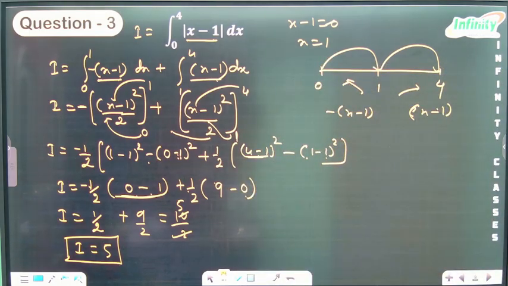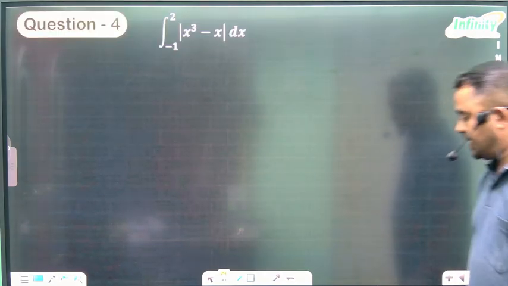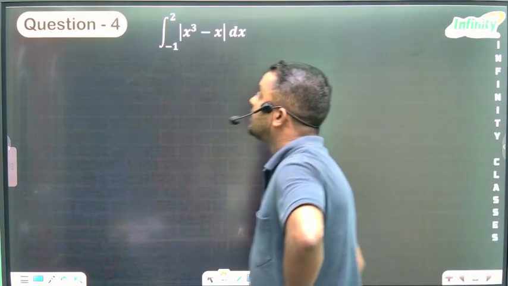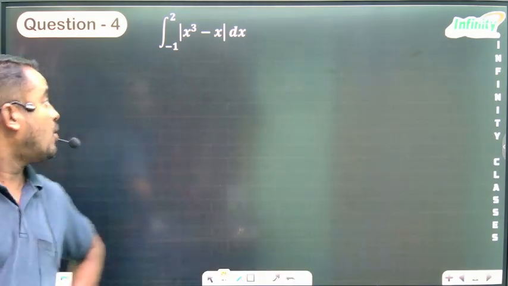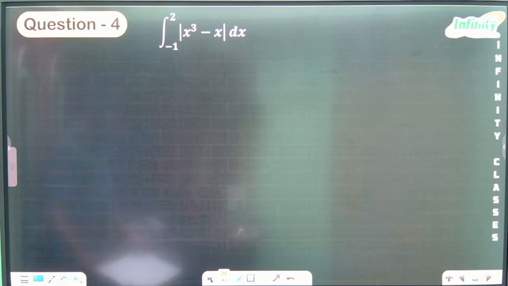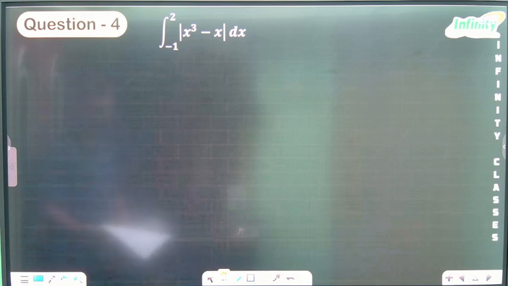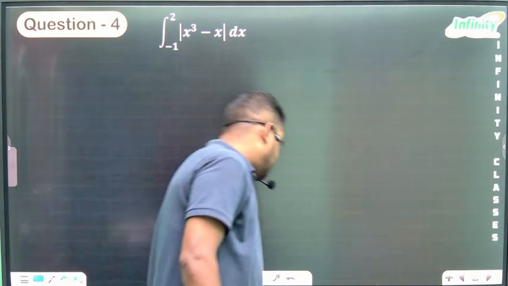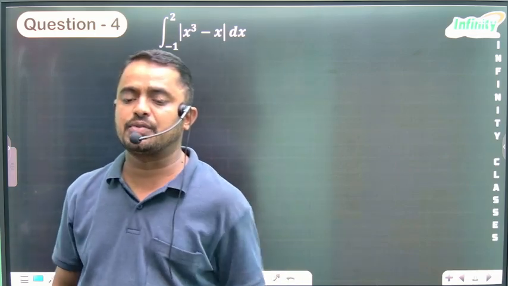So pause the video and note it down. Write question number 4. Integration of minus 1 to 2 mod of x cube minus x dx. It is a very simple problem and it is a worked example from your NCERT book.